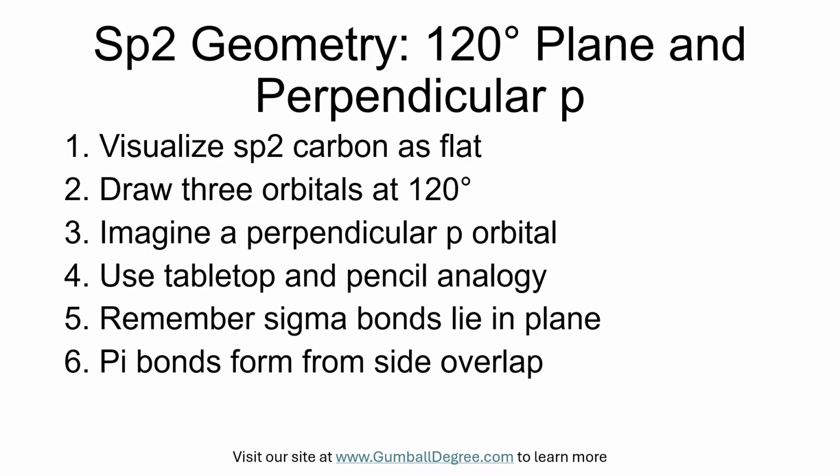The leftover p orbital is like a flagpole sticking straight up from the floor at a right angle to those arms, sitting above and below the plane. When atoms bond, the flat sp2 orbitals form sigma bonds in that plane, and the upright p orbital can overlap side to side with another p to form a pi bond, which needs the perpendicular orientation. Picture the plane as a tabletop and the p orbital as a pencil standing on it to make the orientation clear.